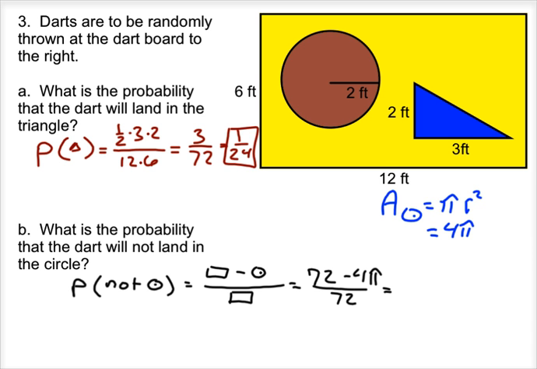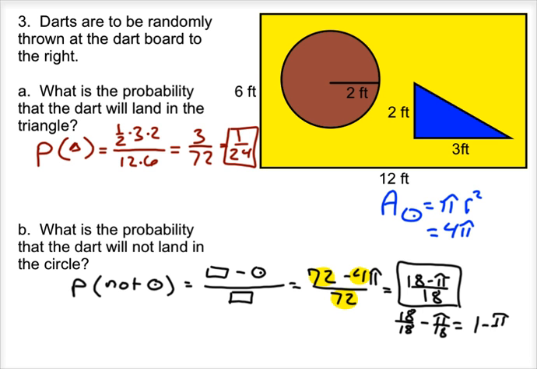Now I'm just going to reduce. 72, 4, and 72 all happen to be divisible by 4. If I divide by 4, I get 18 minus pi all over 18. Or if you split this into two separate fractions, you get 18 over 18 minus pi over 18, which is 1 minus pi over 18.